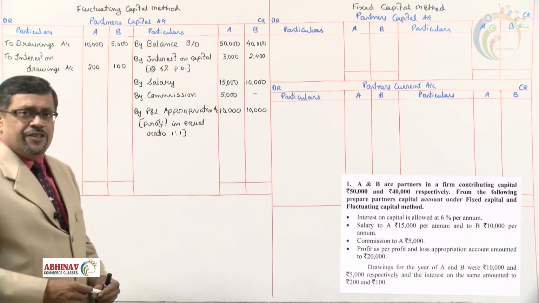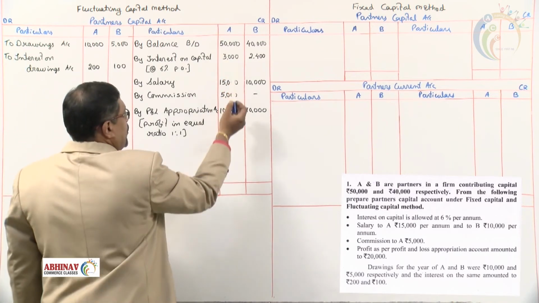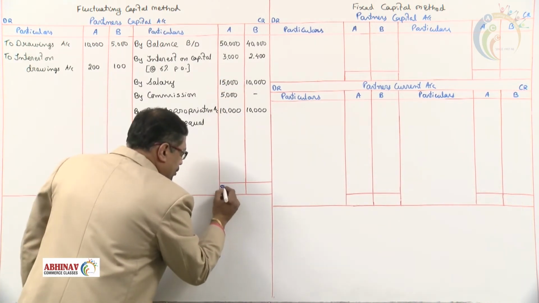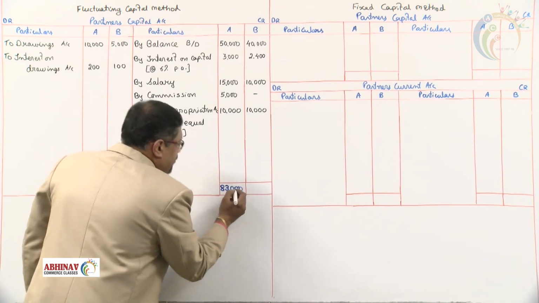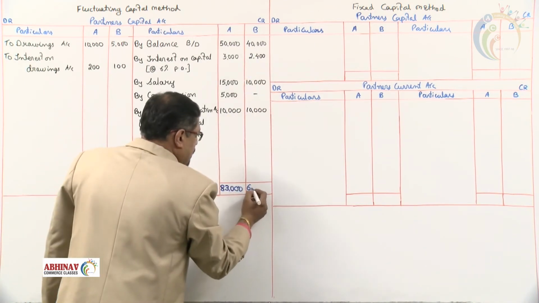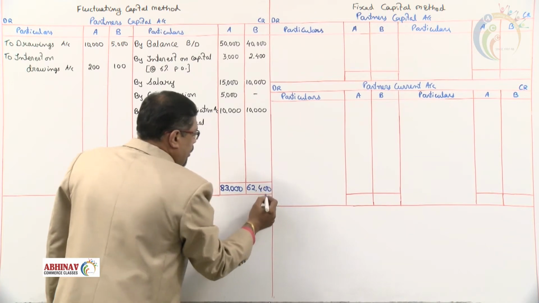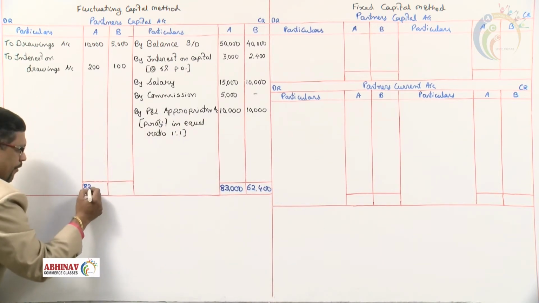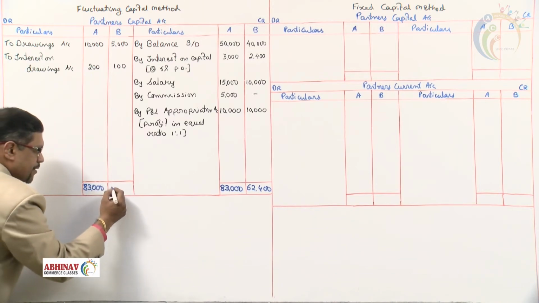Your credit side is more. 53, this is 20, 73 and 10, 83,000. This is 20, 40, 60 and this is 62,400. The way we balance our ledger account: write the balance on both the sides.